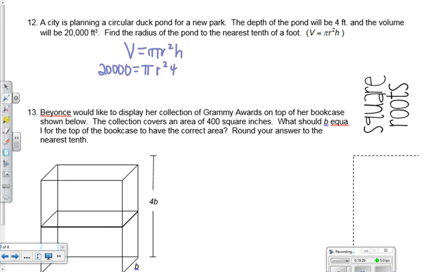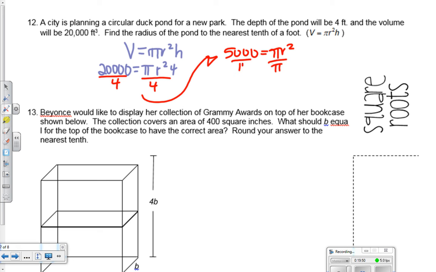Okay, so again, we just want to work backwards to figure out what that r is. It's squared, so that's what shows you it's a quadratic. So let's divide by the 4. That gives me 5,000 equals pi r squared. To get rid of the pi, I just divide on both sides. It's going to give us some weird decimal number. Type in as I go.